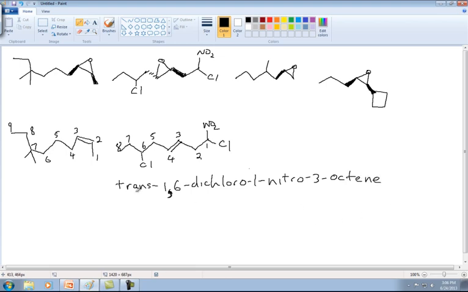Alright, so that's the name of the alkene, and then to get the name of the epoxide I simply add the word oxide after a space, just like I did before. Alright, so that's the total name for this one, trans-1,6-dichloro-1-nitro-3-octene oxide.